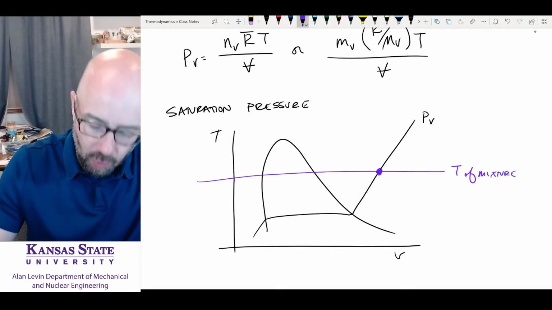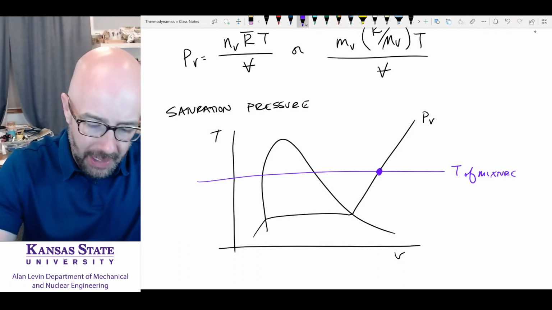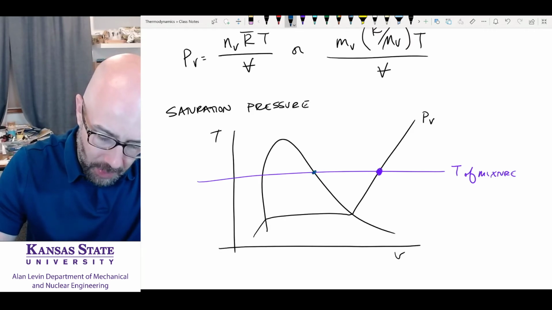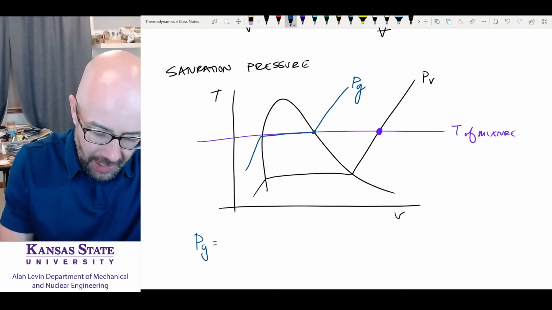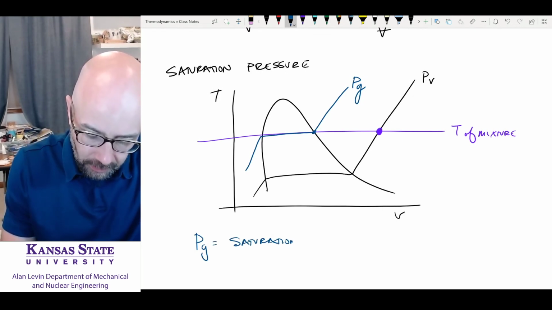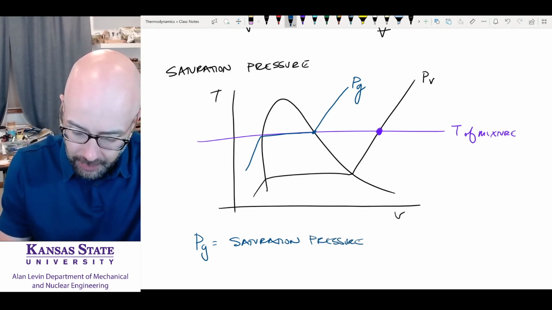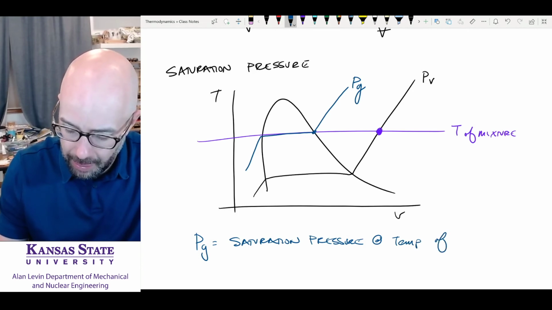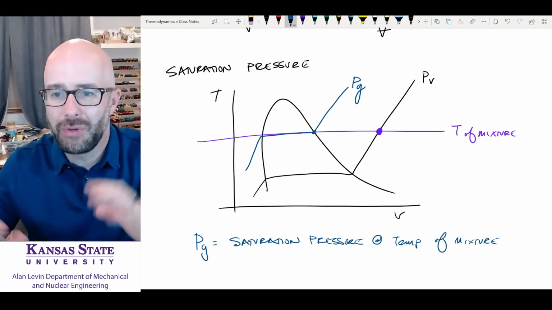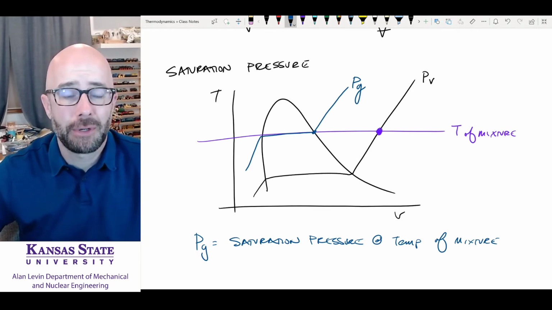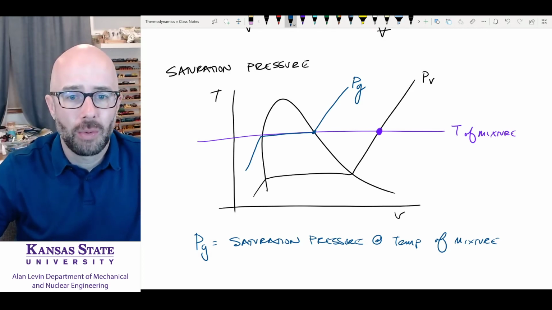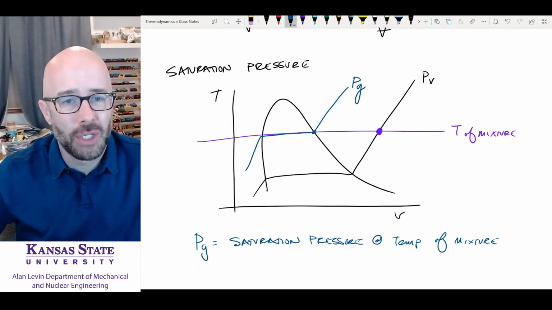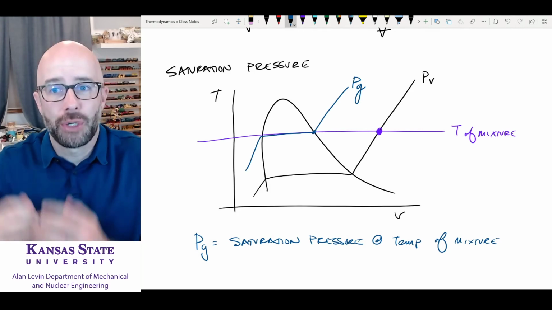So we're out here, and our water vapor is a vapor. We know that. But if we look back here where we would be crossing this vapor dome, we have another pressure. We call this P sub G. P sub G is equal to the saturation pressure at the temperature of the mixture. Don't confuse yourself, this is nothing different than what we talked about before. If I gave you a temperature and asked what the saturation pressure is, you would go to your table A2, look up the temperature, and find the saturation pressure. It's the same thing we're doing here. The only difference is now we have a partial pressure of the water vapor.